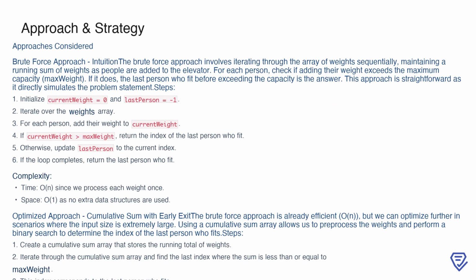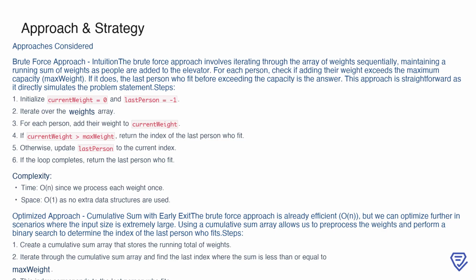When tackling this problem, the brute force approach is a straightforward method to consider. The intuition behind it is simple: we simulate the elevator's operation by sequentially adding each person's weight, keeping a running total. If adding another person causes the total weight to exceed the elevator's maximum capacity, we know the last person who fit was the one added just before.